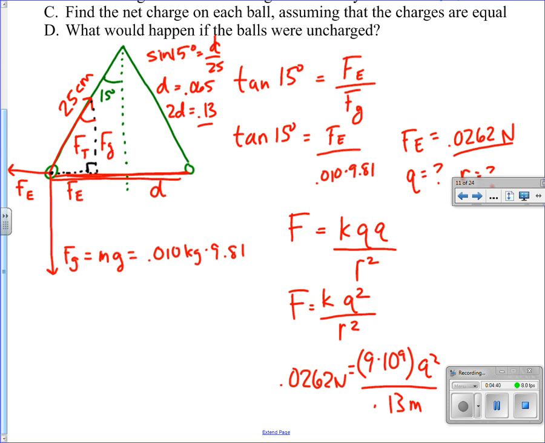So now I would solve this for the charge. And when I solve for the charge, I end up with 2.22 times 10 to the negative 7th coulombs. That's my charge.